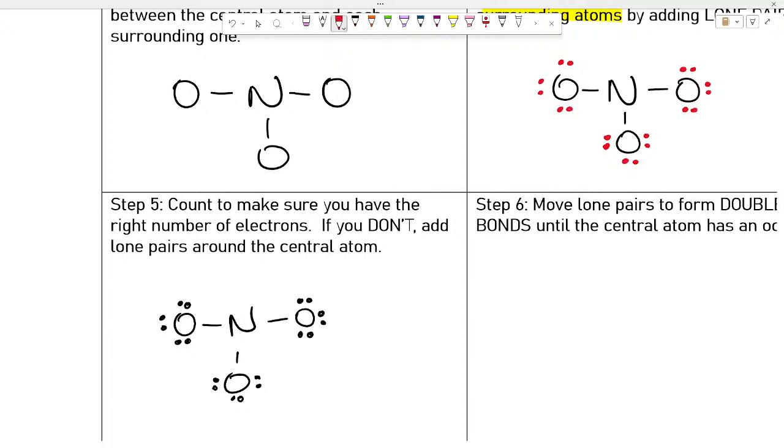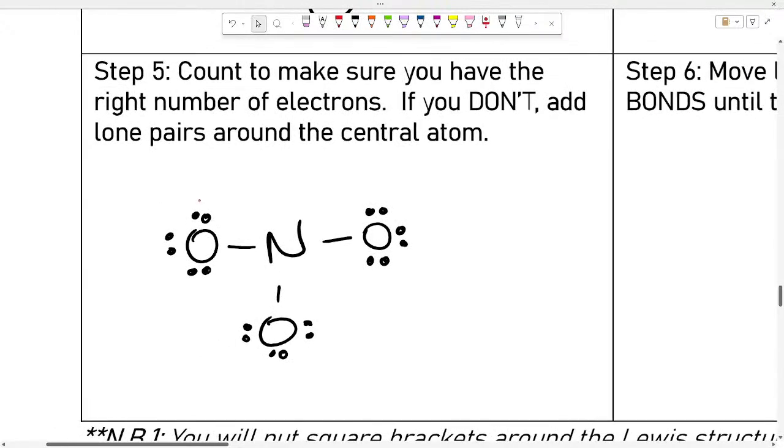Anyway, let's focus. Let's count electrons. How many we got? 2, 4, 6, 8, 10, 12, 14, 16, 18, 20, 22, 24. How many am I allowed to have in this structure? Not 42, not 74. Okay, we're going to get this.